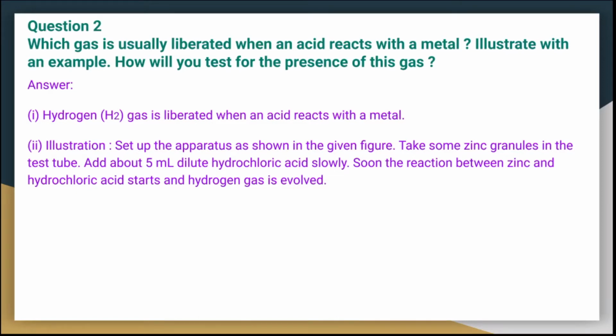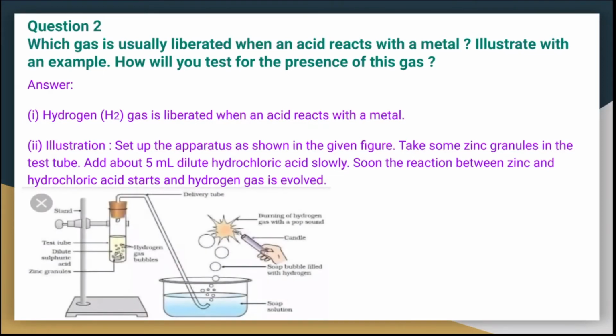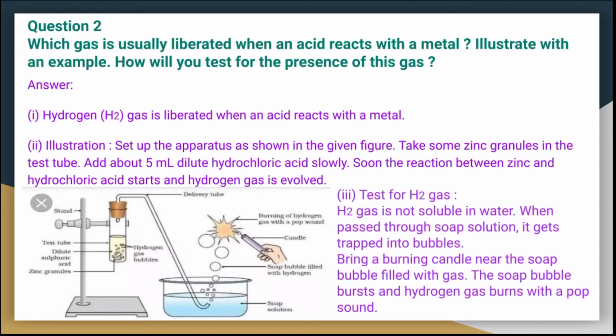Illustration is, set up the apparatus as shown in the given figure. Take some zinc granules in a test tube, add about 5 ml dilute hydrochloric acid slowly. Soon the reaction between zinc and hydrochloric acid starts and hydrogen gas is evolved. Now let's find out how we can test the presence of this gas.